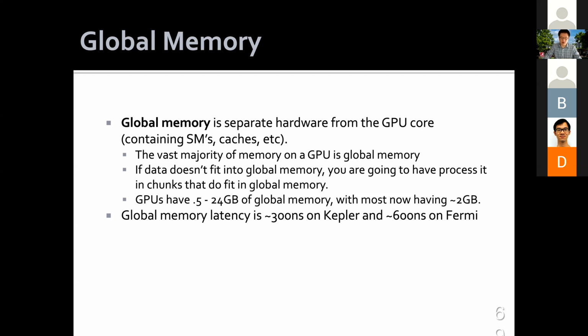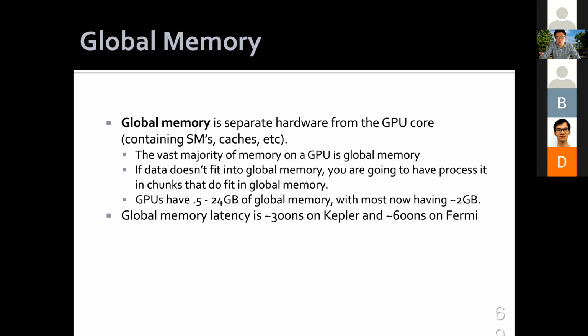All the memory sizes we talk about here are for the global memory, okay? We will show some data on how large the shared memory is. It's very small, but the global memory is much larger than shared memory, though it's still relatively small compared to the CPU memory. So this is the idea, okay? If the data cannot fit into the global memory, you are going to have to process it in chunks that do fit in global memory.